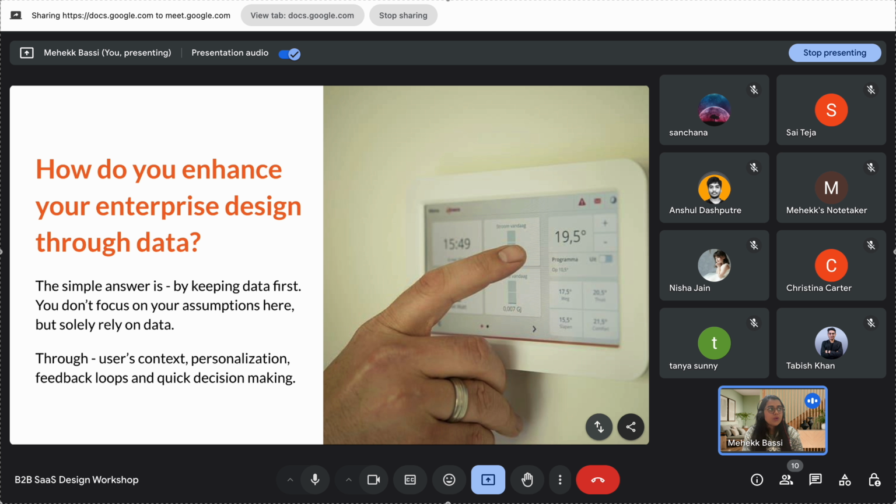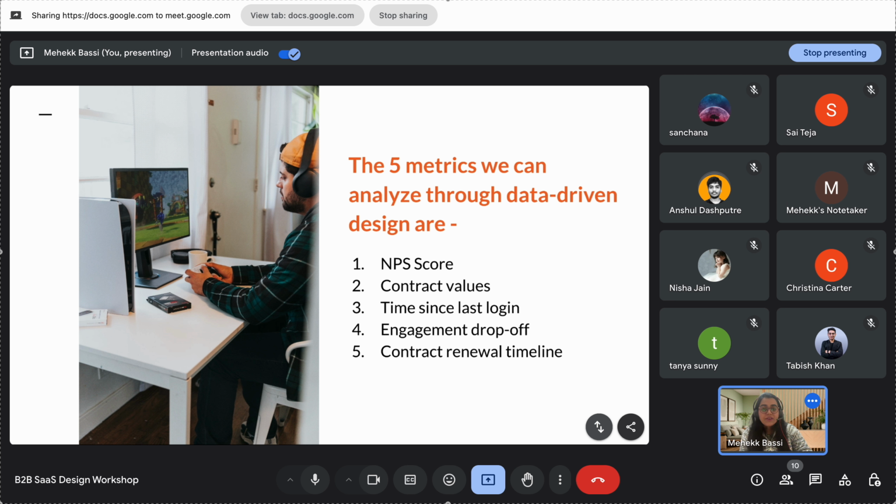Design that is based upon users' context, design that can be personalized as per the user's requirements, and data that goes through feedback loop, and data that allows the users to make quick decisions. So through users' context, personalization, feedback loop, and quick decision making, data-driven design can be optimized. And the 5 metrics we can analyze through data-driven design are, the first one is NPS score.